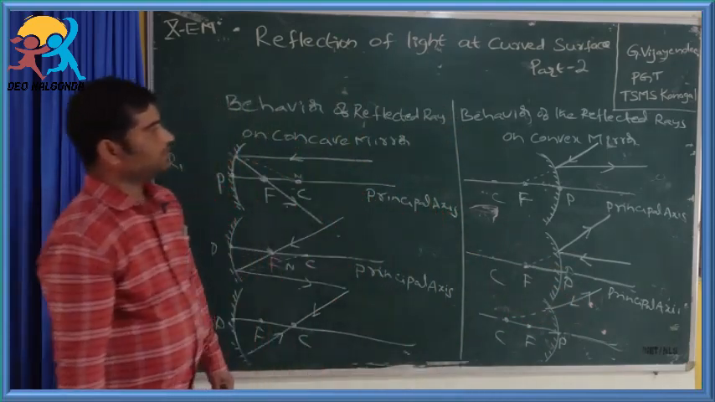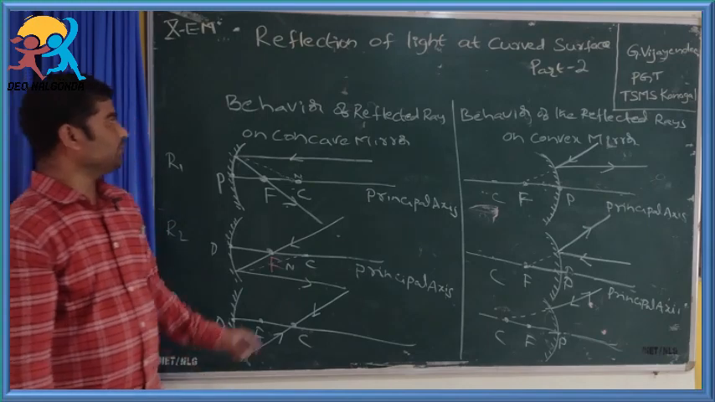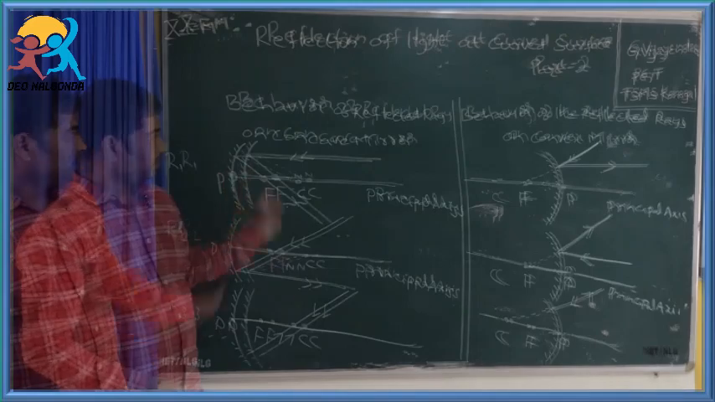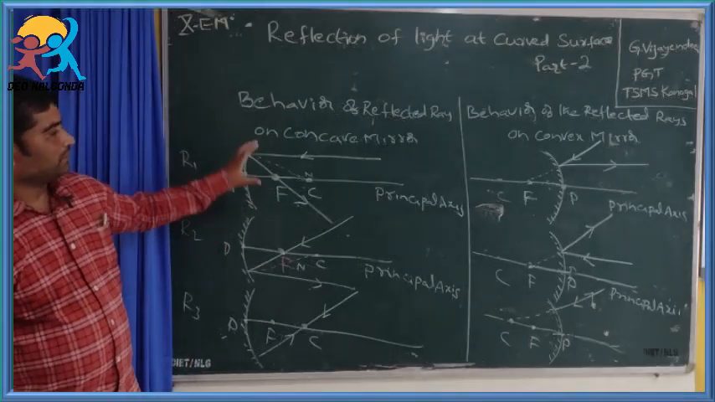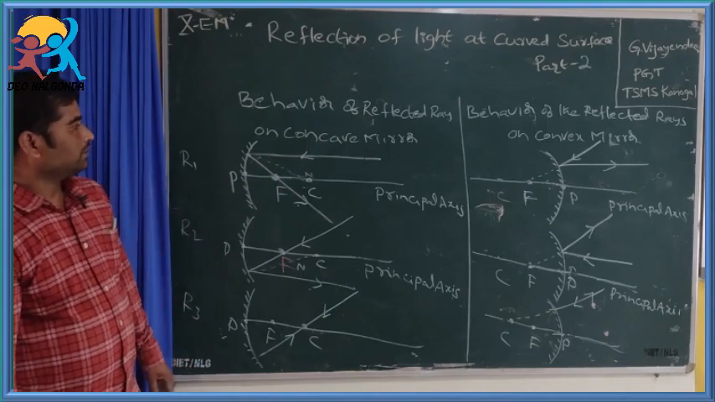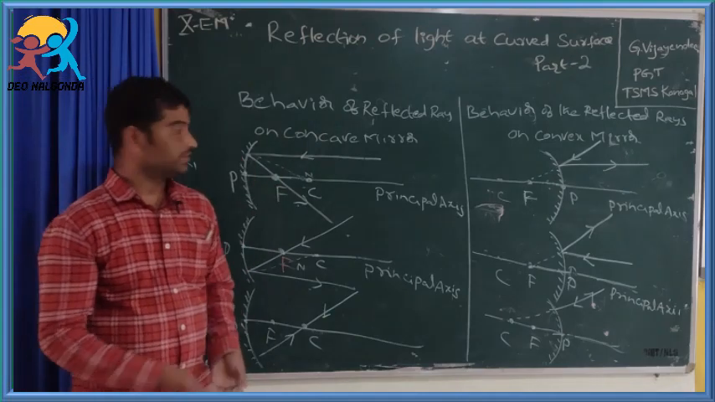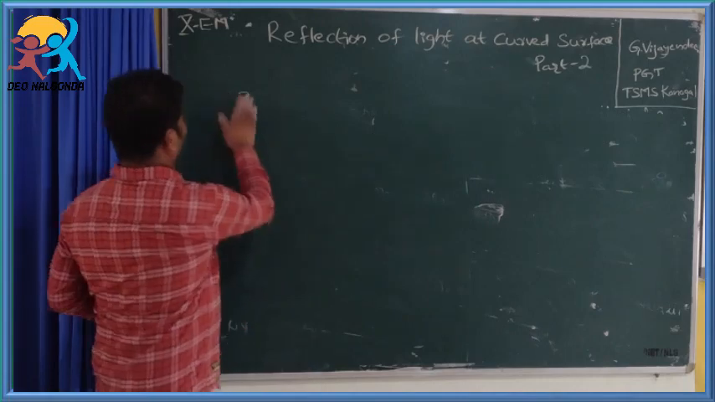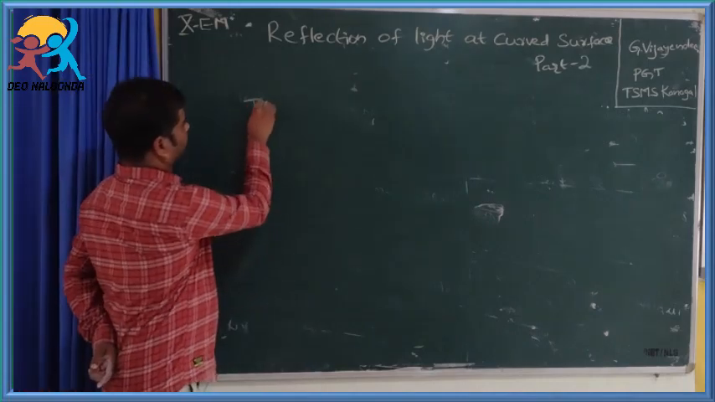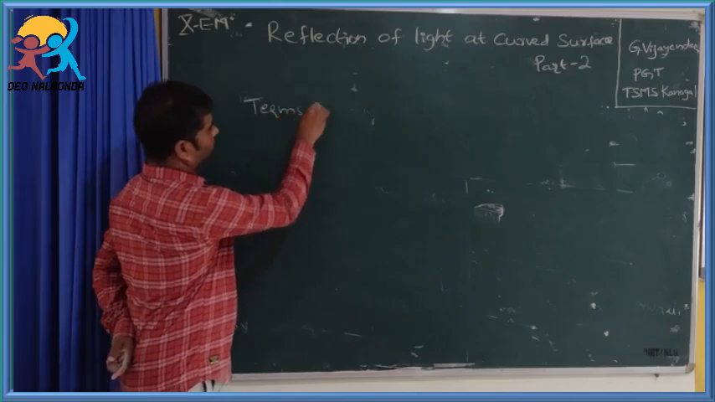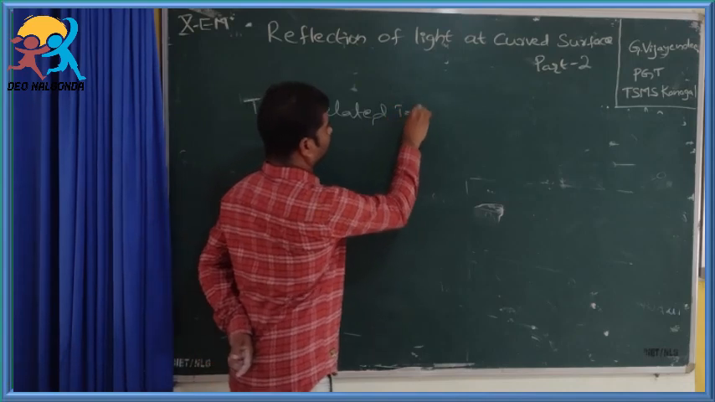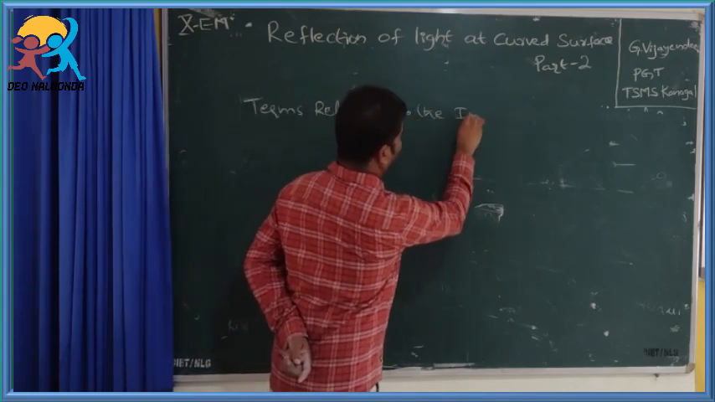These are the three rules which give the behavior of the reflected rays on the concave mirror and convex mirror. The laws of reflection are applicable in each and every case, whether it is a concave surface or a convex surface. Next, some terms related to the image.